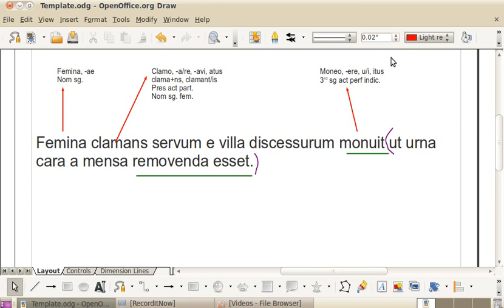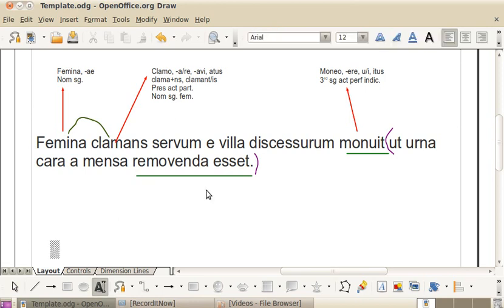So we can just put a line here indicating that they are in agreement. Okay, so we have a noun as our subject. We have a participle modifying this subject, and then the verb. I think we can go ahead and start translating our sentence.